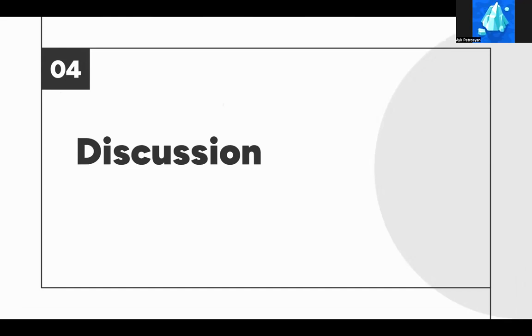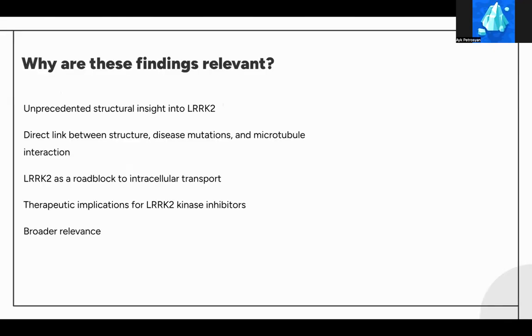And the last section is the discussion. For the field of Parkinson's disease research, these findings are incredibly valuable. They help explain how specific mutations in LRRK2 contribute to disease. They also offer a roadmap for developing better therapeutics, drugs that inhibit the harmful activity of LRRK2 without interfering with normal cellular processes.